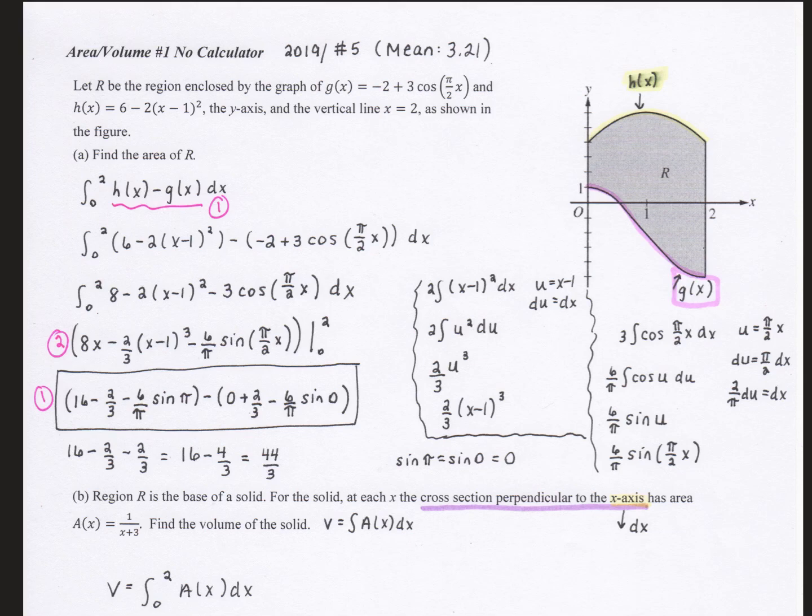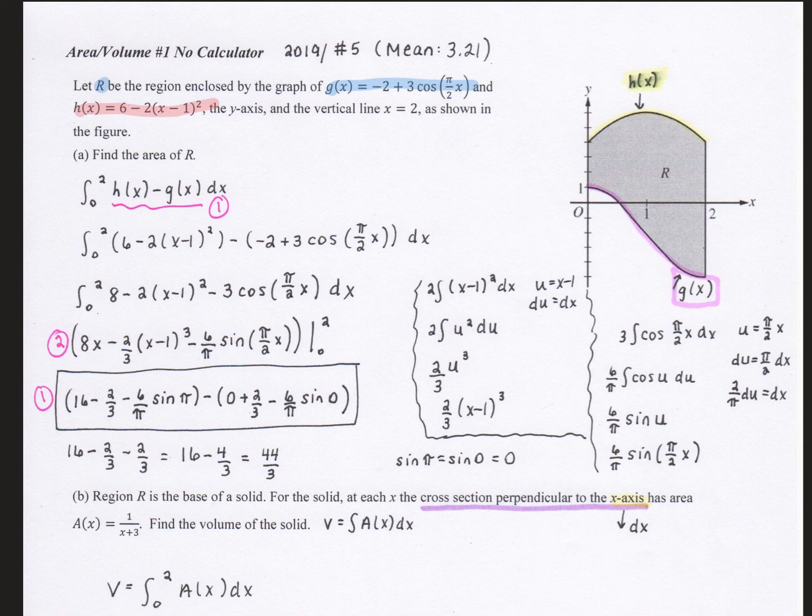Our first area volume question is from the 2019 exam. It was question number 5. In this question, we are given region R. It is defined by g of x, which is a cosine function, and h of x, which is a quadratic function. Without a calculator, you've got to decide which graph is which in our diagram over here.